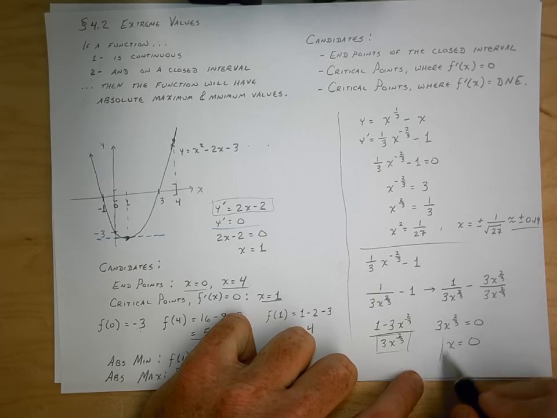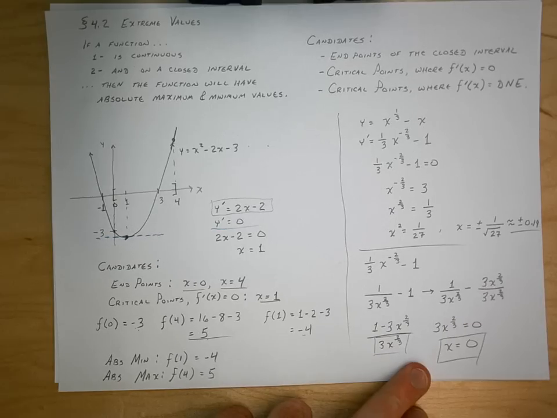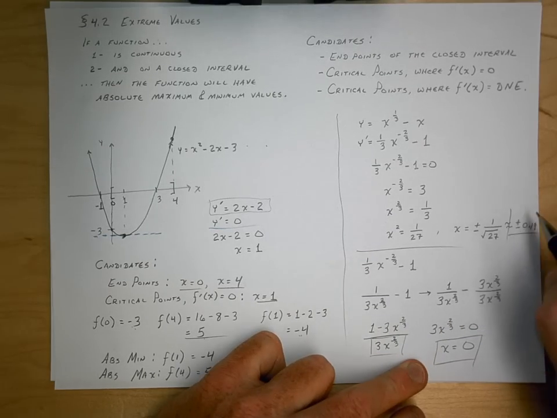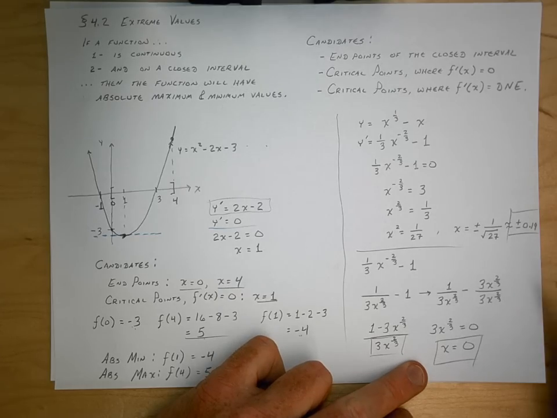So this is another critical point. We don't know for sure if it's an absolute maximum or an absolute minimum, but it is at least a critical point along with these two x values, positive 0.19, negative 0.19. So those are the critical points of that function.